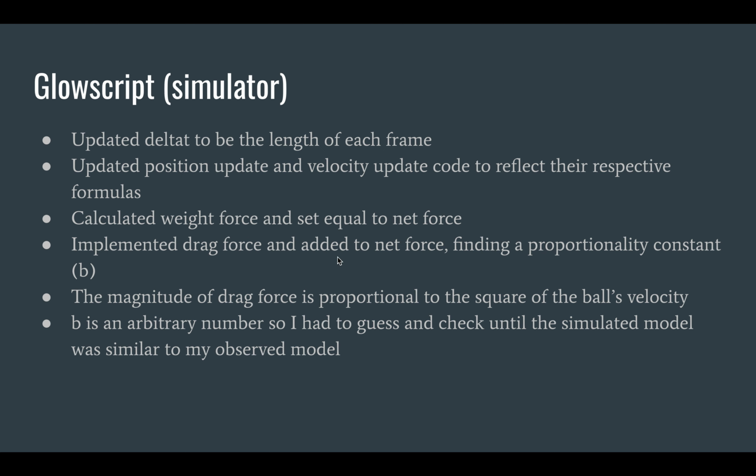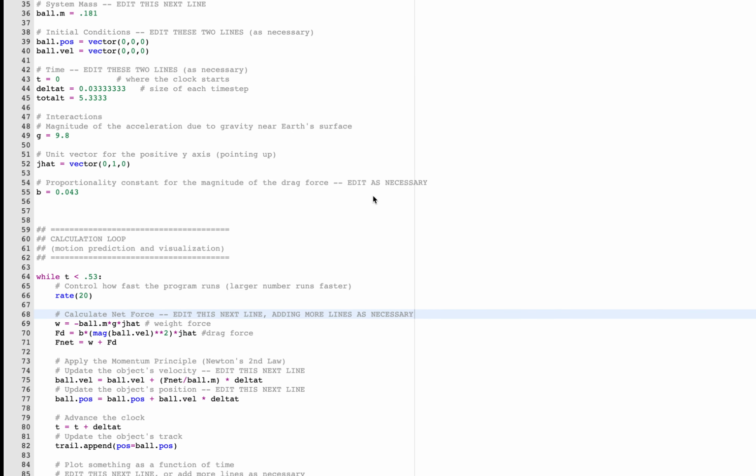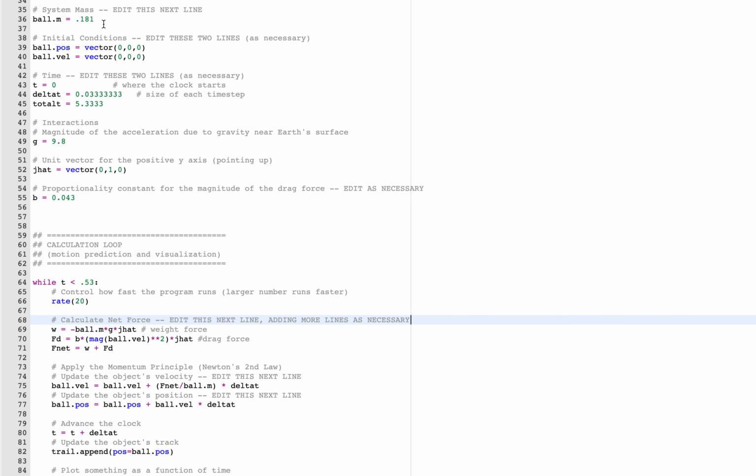So in GlowScript, we'll see that I updated delta t and did all these things. I'll show you. The mass of my ball here is 1.81 kilograms. The initial position of my ball is at 0, 0, 0, which is true. There was no initial velocity because I dropped the ball from rest. Here, delta t is the length of each frame in the video, and time starts at 0. The magnitude of gravity is 9.8.